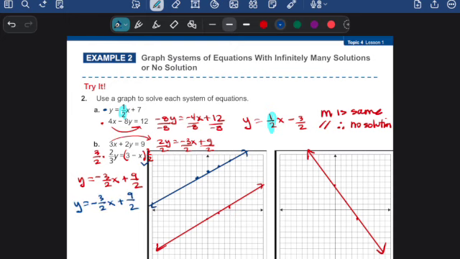These two, when I put them both in slope-intercept form, they are the same exact line. The slope is the same, so we would know they were parallel. But since the y-intercept is also the same, we know it is the same exact line. So if it's the same exact line, that means there are infinite solutions, because every single point on this line would be a solution. Every single point would be a point of intersection.